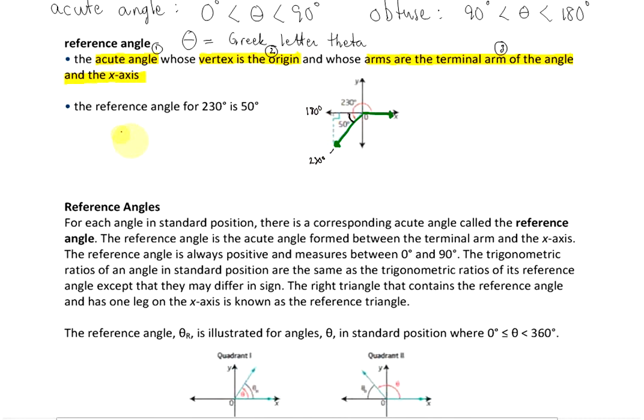So to calculate our reference angle, we would go 230 degrees minus 180 degrees, and we would get 50 degrees.